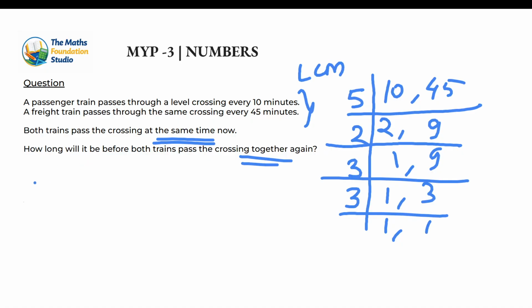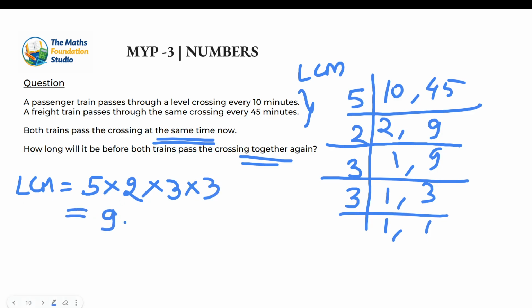Now let's try to get the LCM. So LCM would be 5 multiplied by 2 multiplied by 3 multiplied by 3, which comes out to be 90. It means at 90 minutes, both the trains are going to cross each other again. Hence, this is the answer.